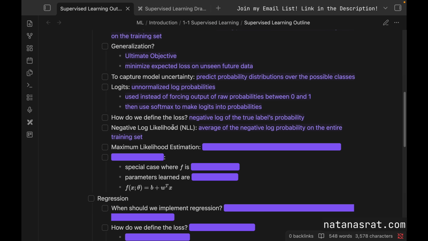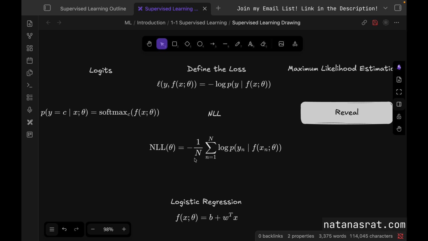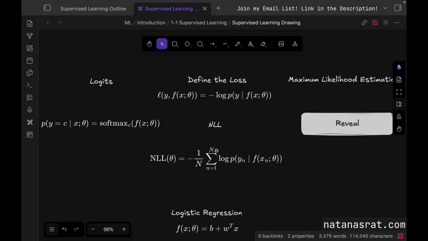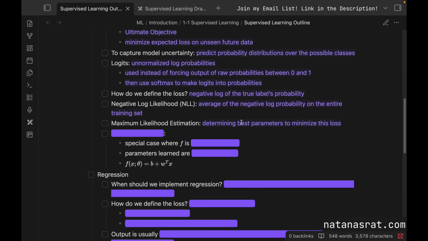So what is negative log likelihood? We average the negative log probability on the entire training set, which is another way of saying empirical loss. Here we have the log probability as defined above, and then we are averaging it. We have the negative sign outside here. We're dividing by the number of examples to get the average. This is basically the empirical risk.